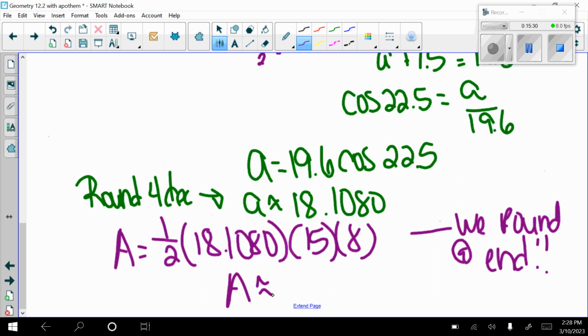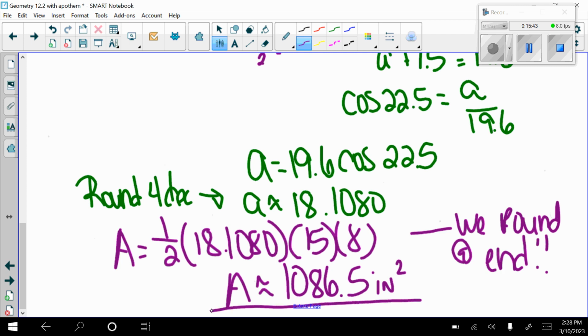So now when I plug all of this in, 1/2 times 18.1080 times 15 times 8, I get 1,086.5 square inches. So that's how you find the area of a regular polygon. We will have those all throughout this chapter.